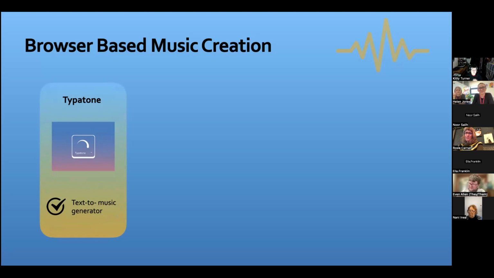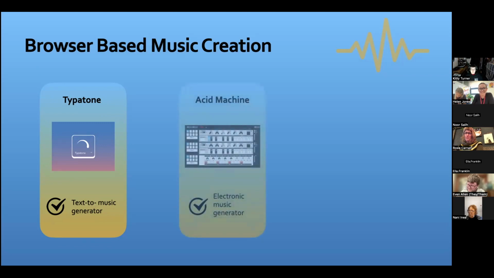A text to music generator. So you put text in and music comes out magically, and it's amazing. And you can download it. You can do what you like with it. And crucially, it's not subject to any copyright. Acid Machine, brilliant, love it. This is an electronic music generator, well, a beat and music generator.